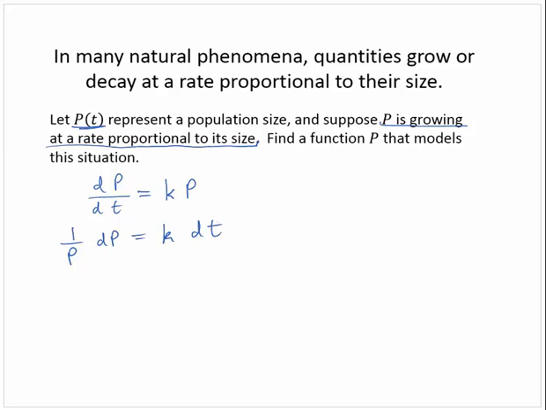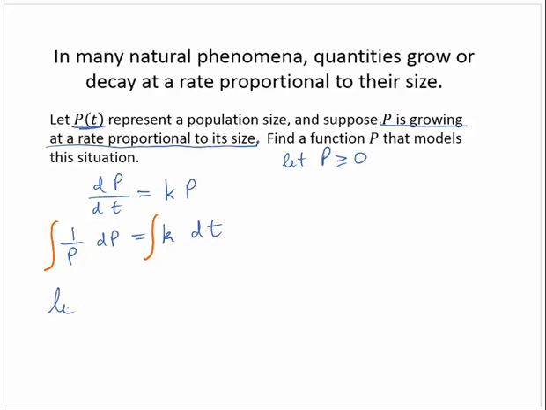And now I will integrate both sides. The integral of 1 over P dP, well, that looks like a natural log. Let's make the assumption that P is positive, greater than or equal to 0. Let the population be positive, not negative. Why I'm going to do that is, the antiderivative of 1 over P dP is the natural log of the absolute value of P, and I just don't want to have to deal with the absolute value.